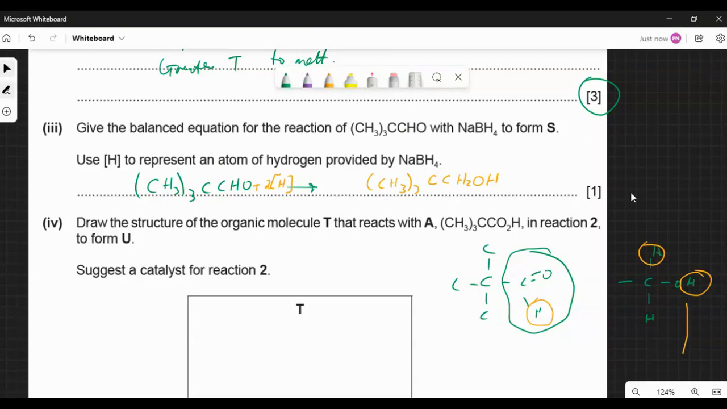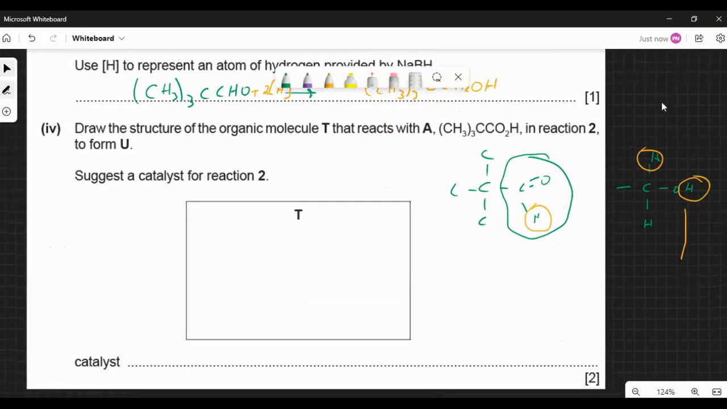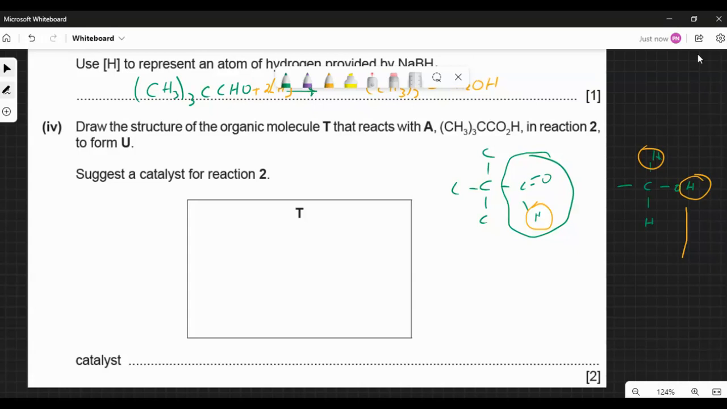Draw the structure of the organic molecule T that reacts with A in reaction 2 to form U. Crying out loud. I think, unless I'm wrong, that was our propan-2-ol. It wants the structure. Now, I can be cheeky and simply do that, which is propan-2-ol.